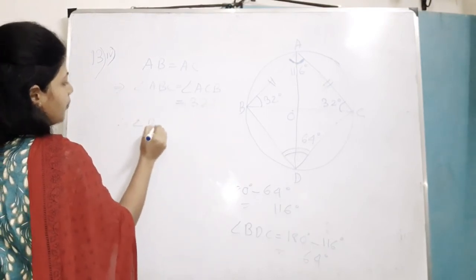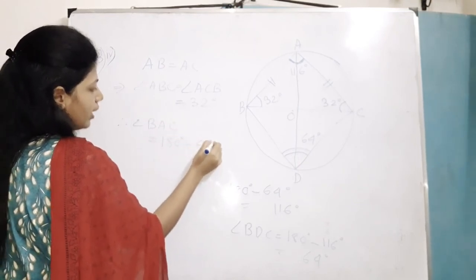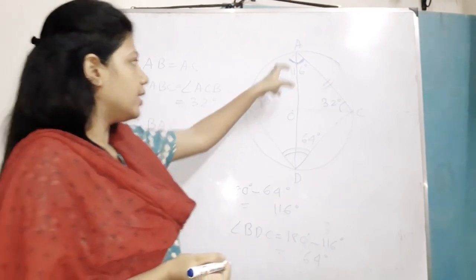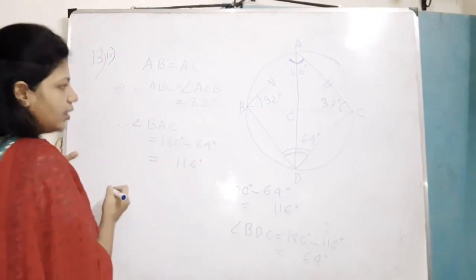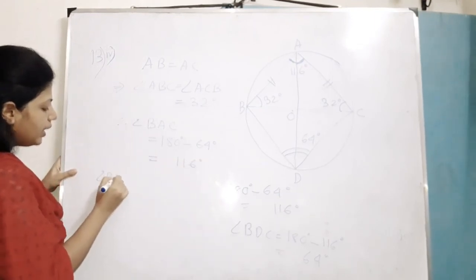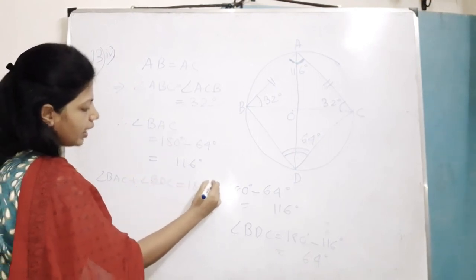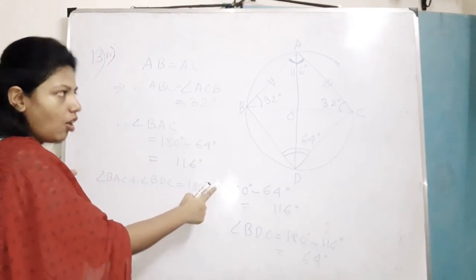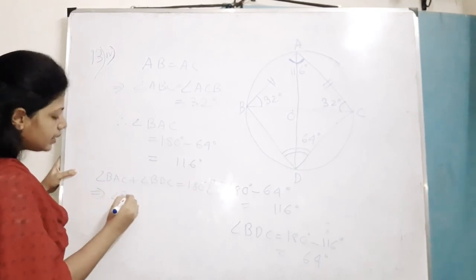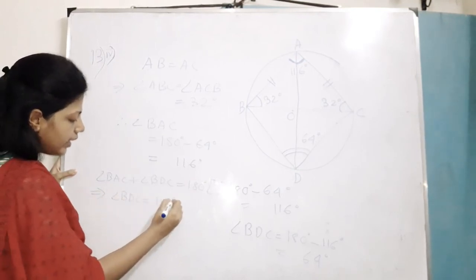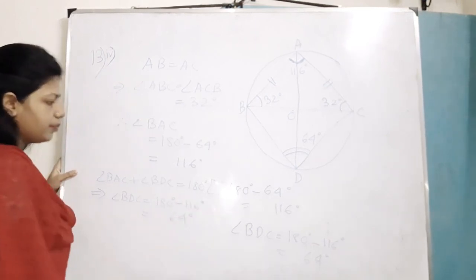Therefore, angle BAC equals to 180 degree minus 64 degree, because we know that sum of three angles of a triangle is 180 degree. So this one will be 116 degree. Next we will write angle BAC plus angle BDC equals to 180 degree. Here write down the reason. Opposite angles of a cyclic quadrilateral are supplementary. Therefore, angle BDC equals to 180 degree minus 116 degree, that means 64 degree. Now it is the answer.